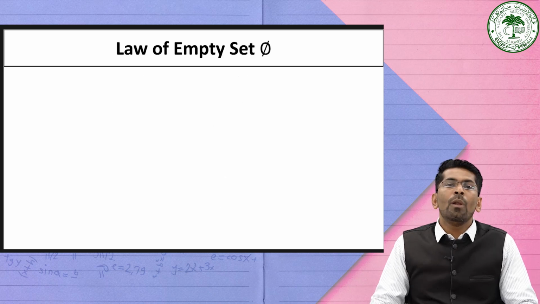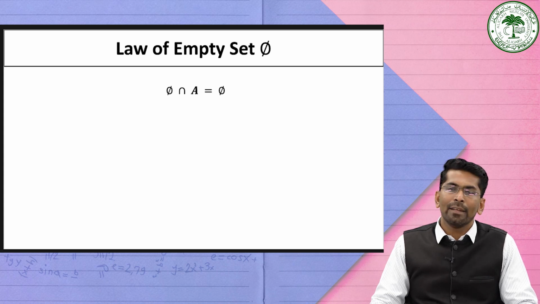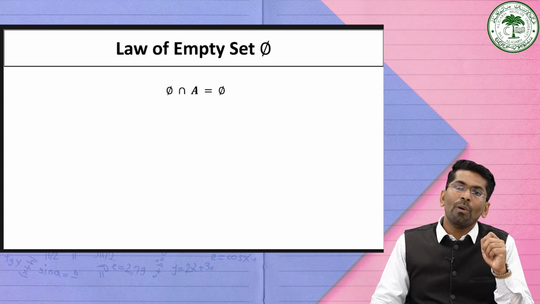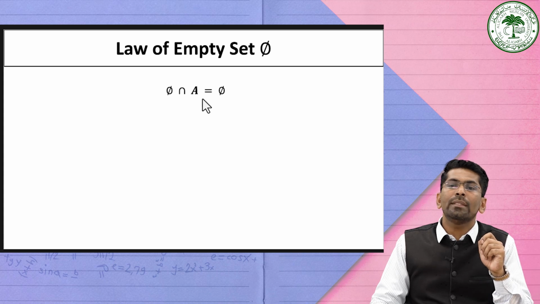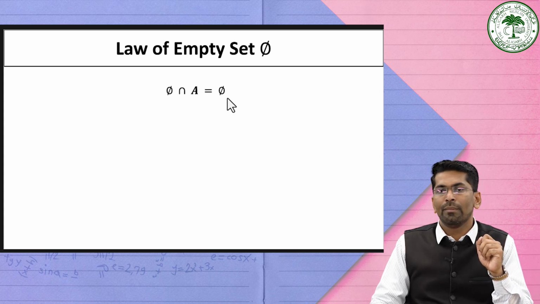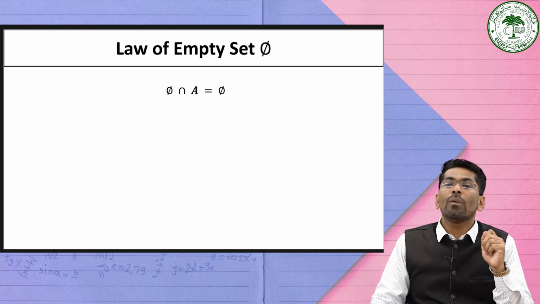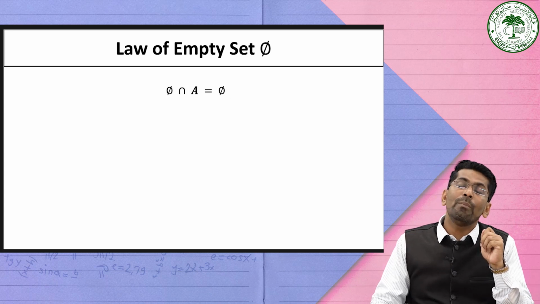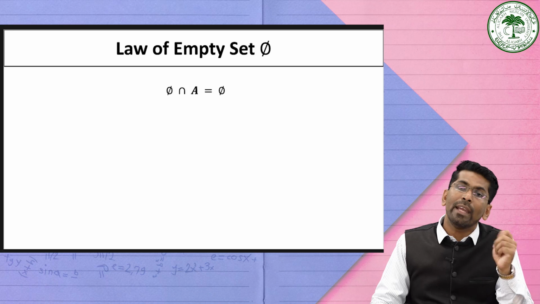Now another law, that is the law of empty sets, that is phi intersection A is equal to phi. This law states that the intersection of the empty set, phi, with any set will always be the empty set, because no elements can be common between the empty set and any other set.